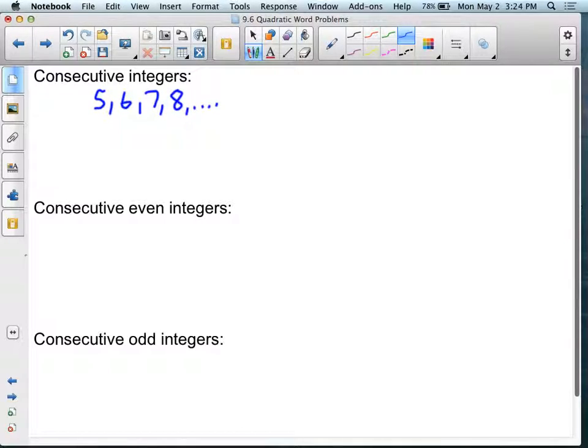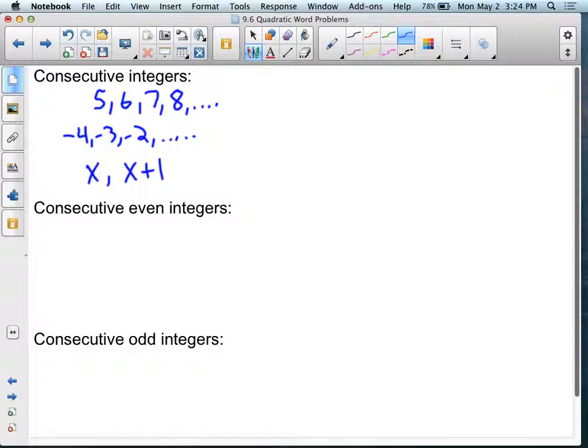We could have negatives as well. We could do negative 4, negative 3, negative 2, and so on. But let's say we want to get creative and we started with x. Well, what would we do to x to get to the next consecutive integer? Well, what do you do to 5 to get to 6? Well, you add 1. So what if we said you add 1 to x and get x plus 1?